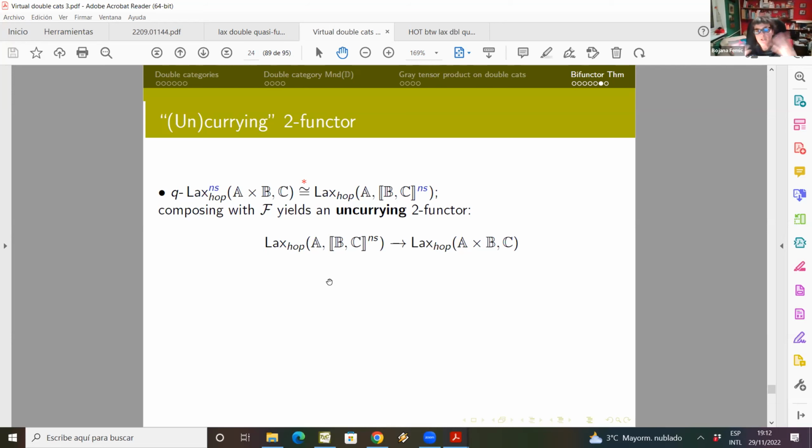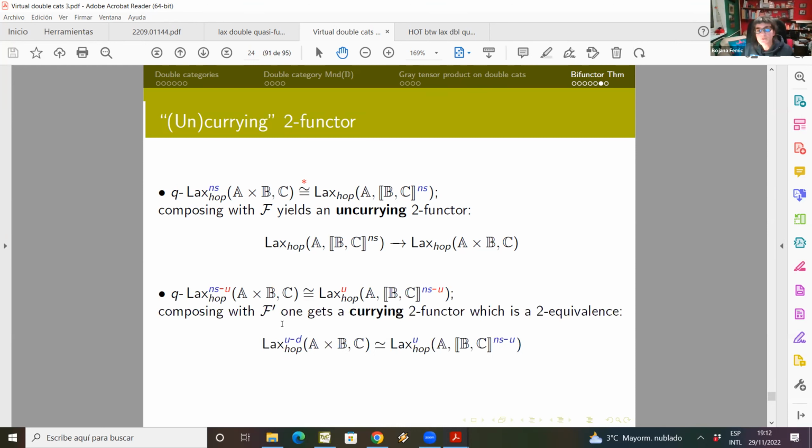So from there you open it up and you end up in a functor on the Cartesian product. So this is the uncurrying. For the other way around, with respect to this isomorphism, we restrict by taking unital things as needed, and then you compose with the equivalence F prime from the previous slide, and this gives the currying two-functor.